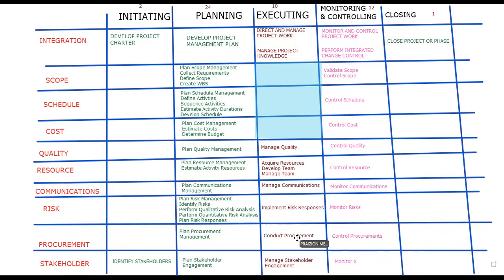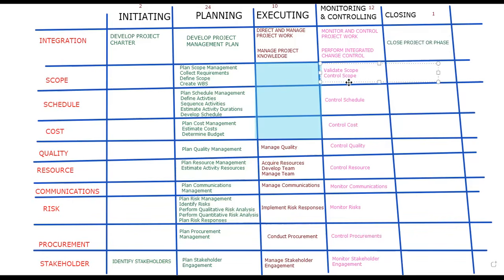Now, I didn't talk about procurement that much, but conduct procurement is where you're selecting a seller or sellers. Control procurement is where you are ensuring the seller is giving you what you paid for. Monitor stakeholder engagement is the final one here. And this is where you are making sure your engagement level and approach is on point. Okay? And we got close project or phase, and we should be done.